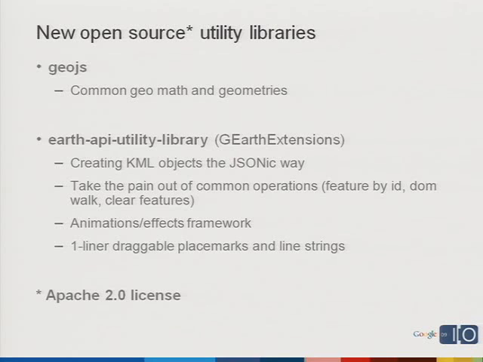A lot of developers have requested these things from the Earth API, and we haven't implemented them. But we now have a space where we can implement these common things in an open source way. It also has a very complex animation effects framework, and again, one-liner draggable placemarks and editable line strings and polygons. And all this stuff is open source under Apache 2.0, so feel free to take it, screw around with it, do what you will. As long as you abide by that license, it's your code.